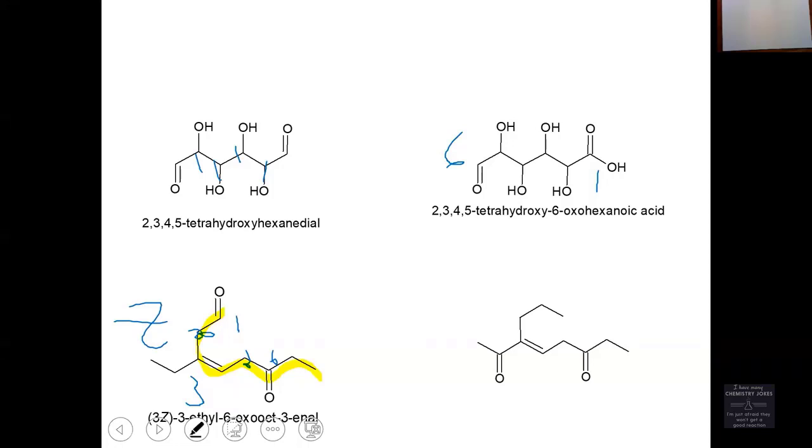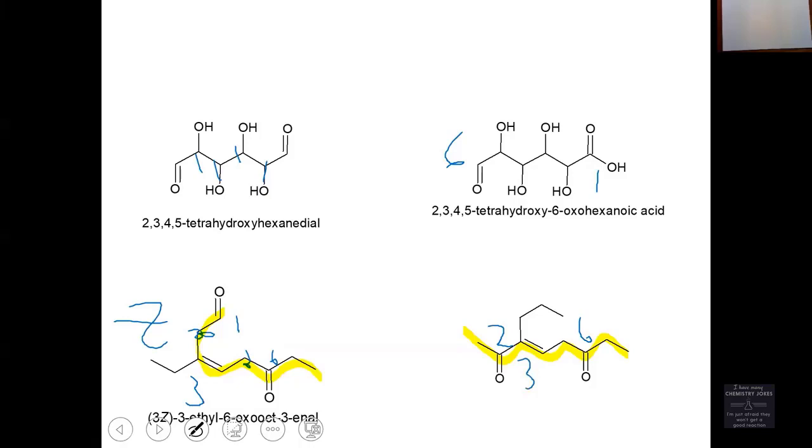What's so different about this example and the last one? This longest chain has 2 ketones, not an aldehyde and a ketone. So this 8-carbon chain has to be named as a dione. So it's an octane dione. But wait, there's an alkene, so it's an octene dione. Carbon number 2 and carbon number 6 is where my ketones are. Carbon number 3 is where my alkene is.